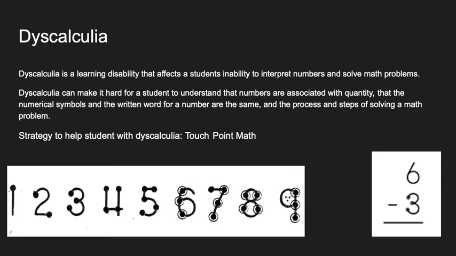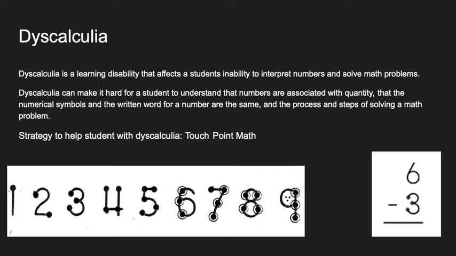Dyscalculia is a learning disability that affects a student's ability to interpret numbers and solve math problems. Dyscalculia can make it hard for a student to understand that numbers are associated with quantity, that the numerical symbols and the written word for a number are the same, and the process and steps of solving a math problem.